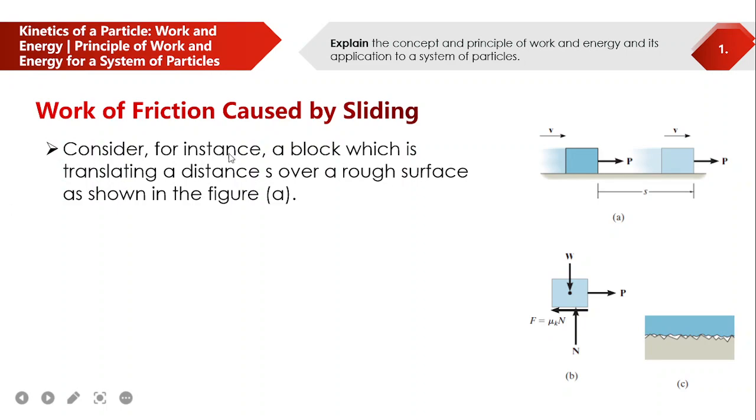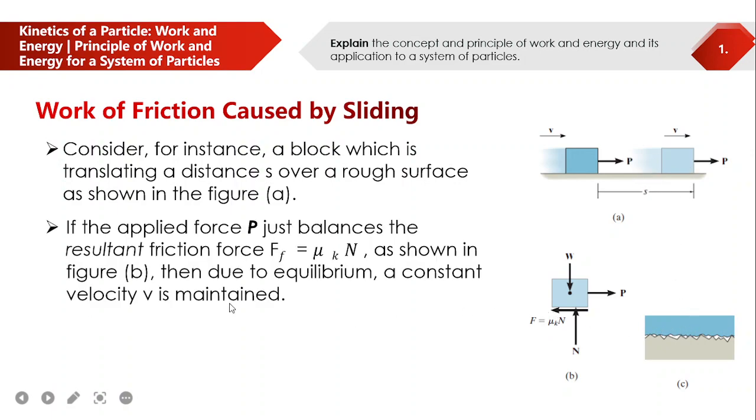Okay? So consider, for instance, a block which is translating a distance s over a rough surface, as shown in the figure, from this point to this point. Tapos figure A ha. Tingnan figure A natin. Focus lang dito na muna tayo ha. So if the applied force P just balances the resultant friction force, F sub F is equals to mu sub K times N as shown in the figure. Ayan, D. Ito yung free body diagram niya.